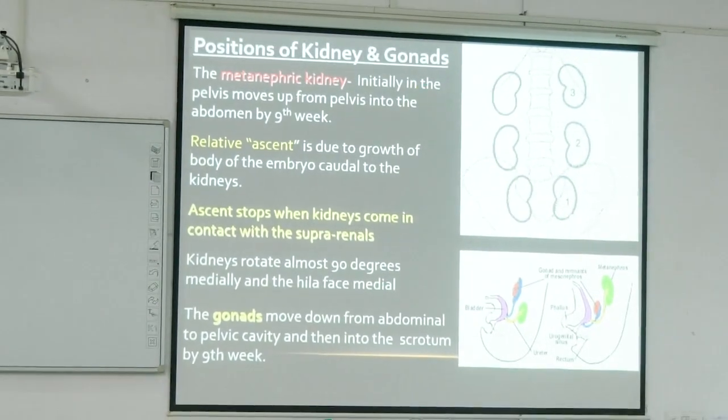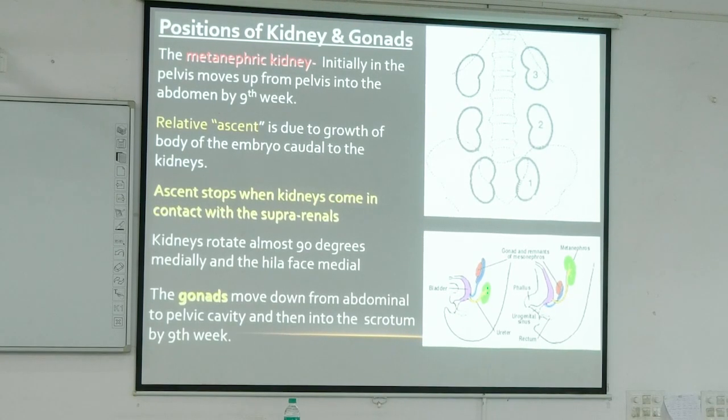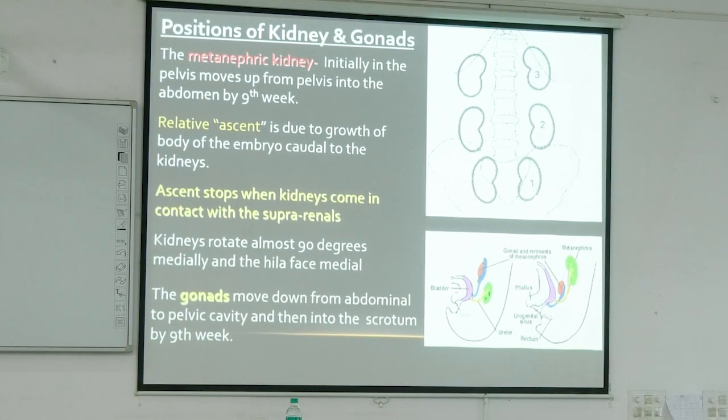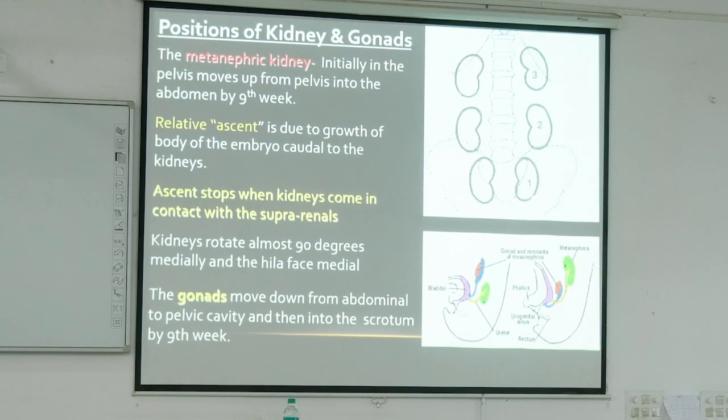Now this ascent or upward movement of the kidney is not only moving up but also making a rotation at the final point of 90 degrees medially. When the kidney was in the pelvic region, the hilum was facing anteriorly, and later, once it settled into its final position, it rotates medially 90 degrees, leading to the hilum facing in the medial direction.